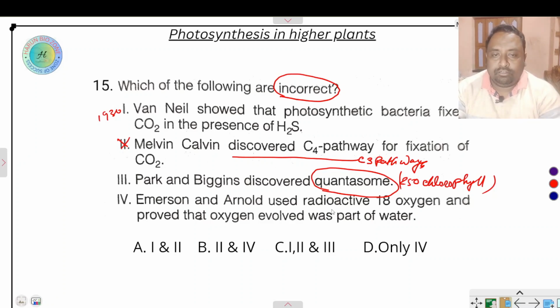Emerson and Arnold used radioactive oxygen, 18 oxygen, and proved oxygen evolved is part of water? Not. This experiment was done by Ruben and Kamen. So here options 2 and 4 are the incorrect options.